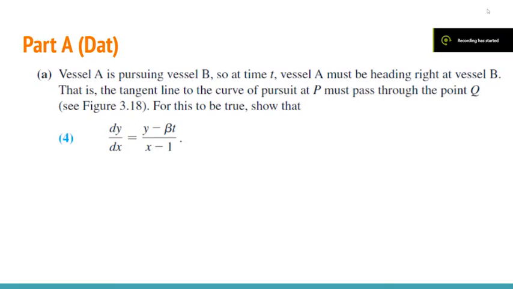Perfect. So we start off with part A, and part A asks us if vessel A is pursuing vessel B. So at time t, vessel A must be heading right at vessel B. That is, the tangent line, which will be important to us, to the curve of pursuit at P must pass through the point Q. For this to be true, show that dy over dx equals (y minus beta t) over (x minus 1).